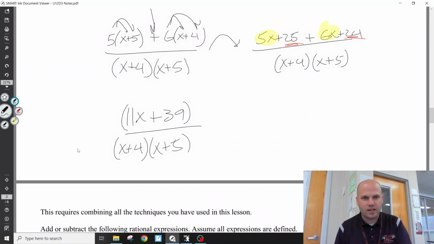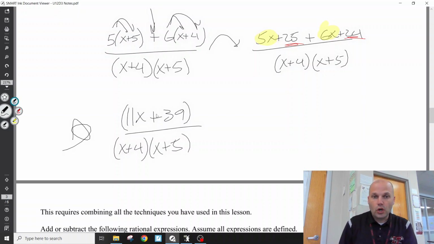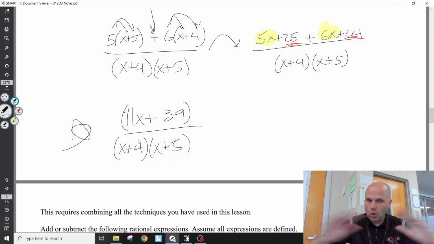This is my final answer. You could look to factor the top. Maybe it's a greatest common factor that can be pulled out of 11x and 49. In this case, there's not. You can't simplify anything because you can't cancel this factor with one of these factors. So we're done.